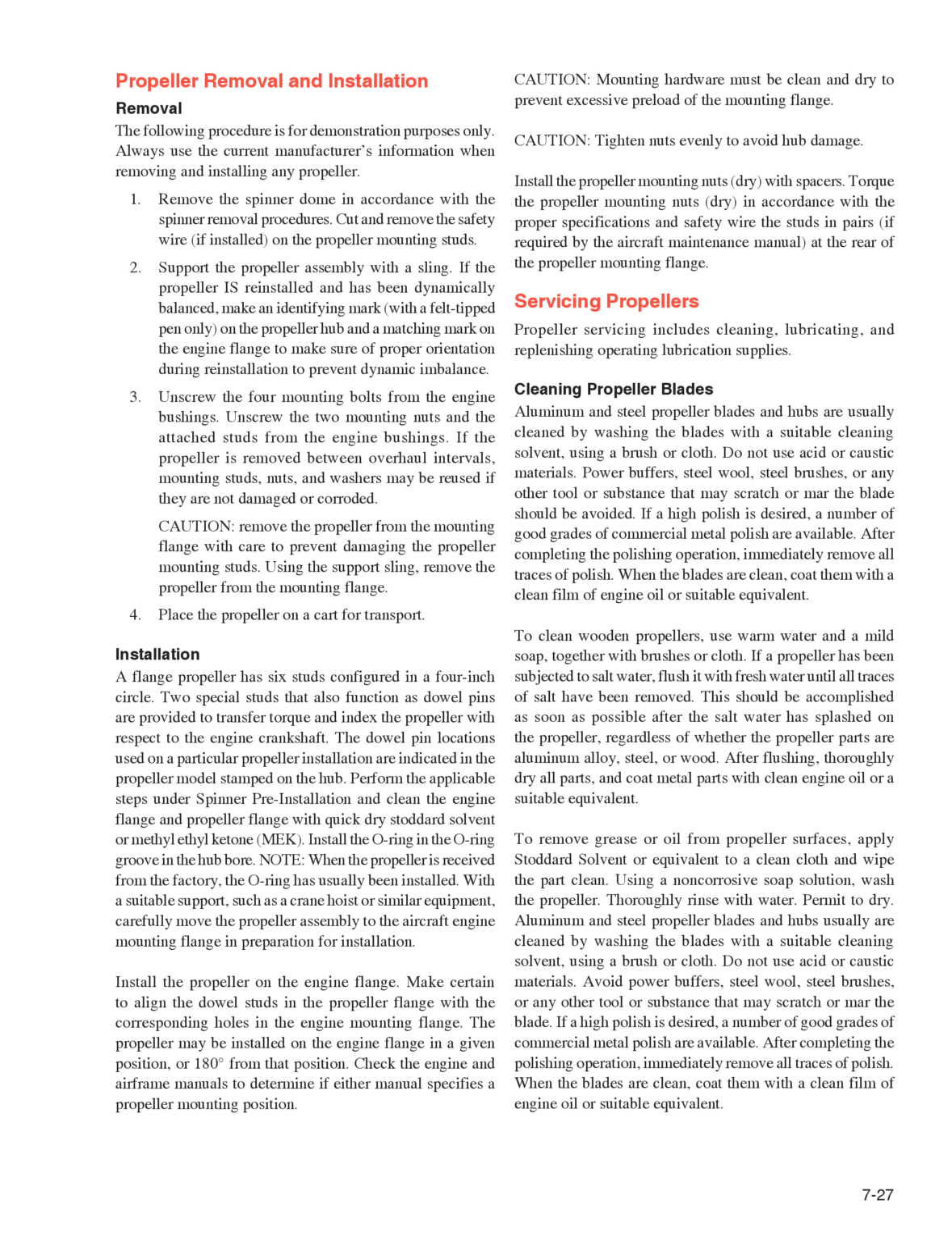2. Support the propeller assembly with a sling. If the propeller is reinstalled and has been dynamically balanced, make an identifying mark, with a felt-tipped pen only, on the propeller hub and a matching mark on the engine flange to make sure of proper orientation during reinstallation to prevent dynamic imbalance. 3. Unscrew the 4 mounting bolts from the engine bushings.